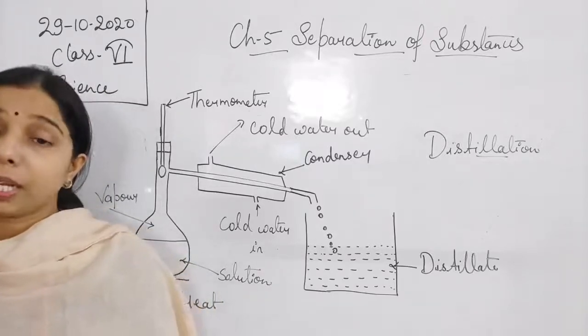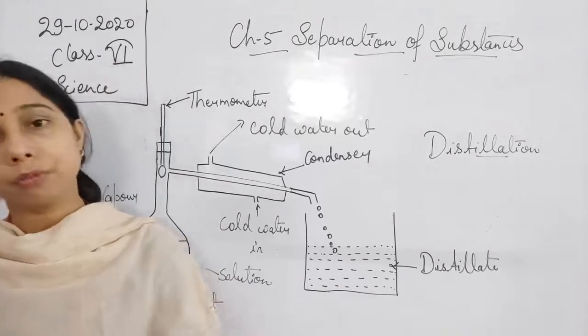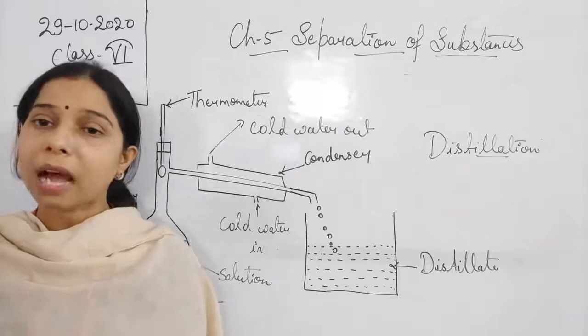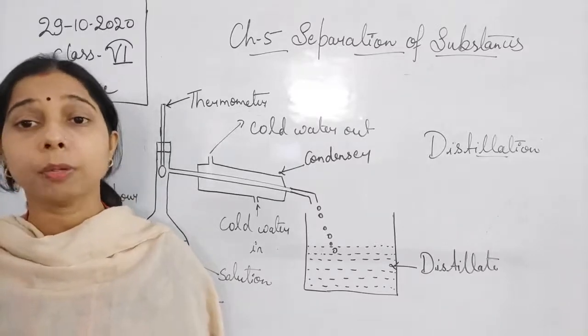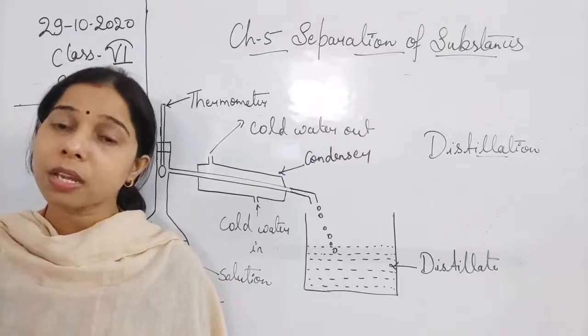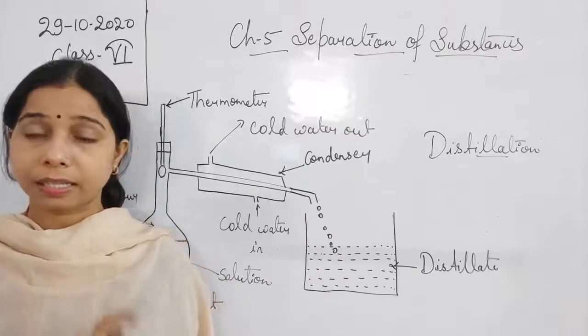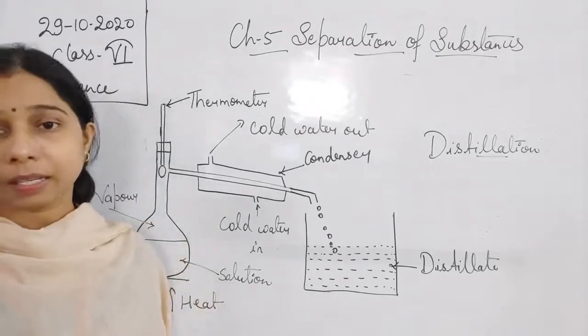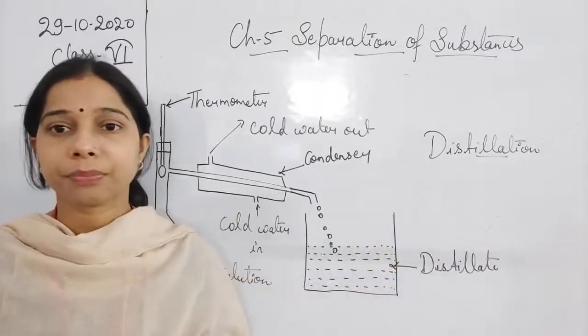So the evaporation process only yields the residue, while the liquid portion gets evaporated. But if we want both of them, that is, we want water and we want salt also, what method should we apply so that we get both? There we cannot use the process of evaporation. We can use another kind of separating technique, known as the distillation method.